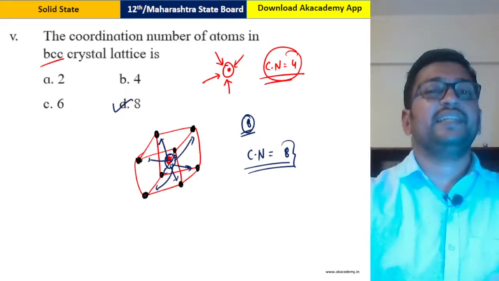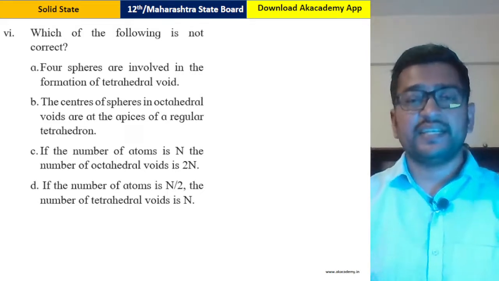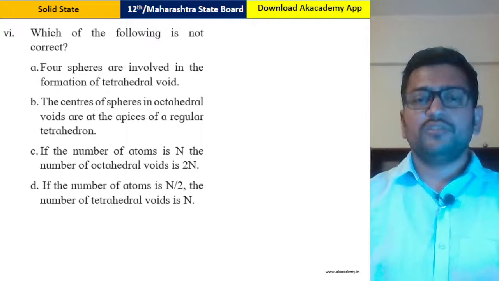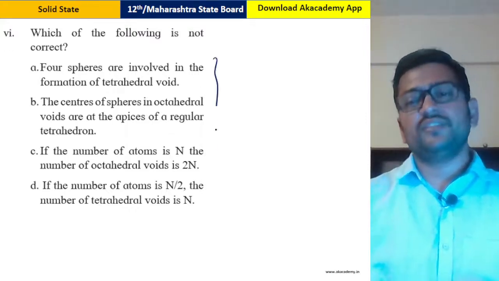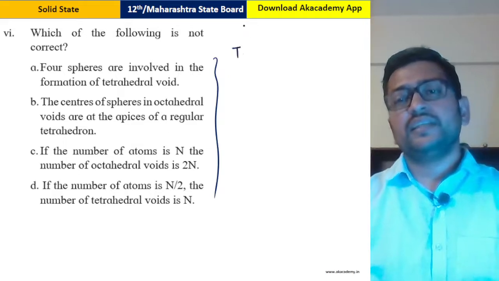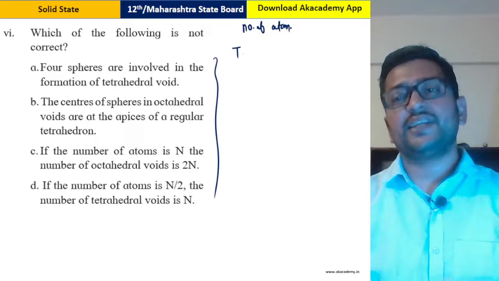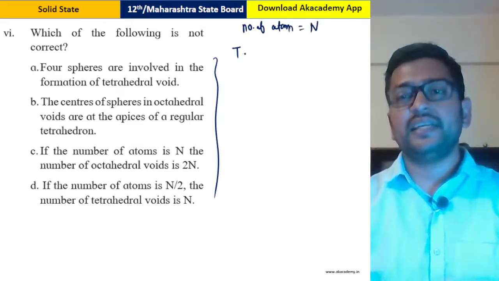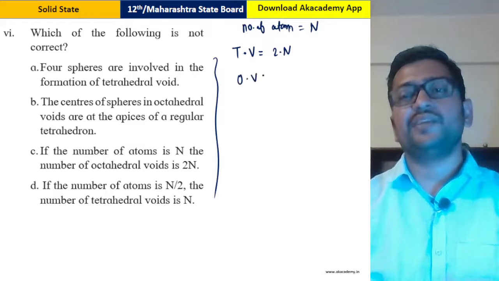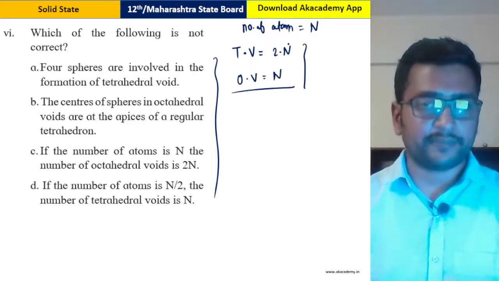Now let's move ahead and discuss the next one. What it is saying, which of the following is not correct? They are asking about the incorrect statement. Before I read these statements, let me tell you that if the number of atoms is n, let's say the total number of effective atoms is capital N, then the tetrahedral void is equal to 2 into N, and the octahedral void will be equal to the number of effective atoms.